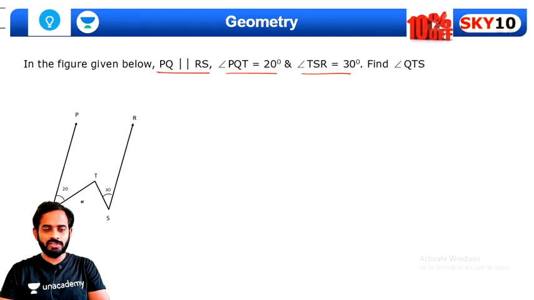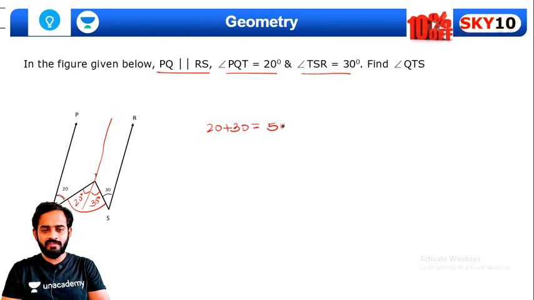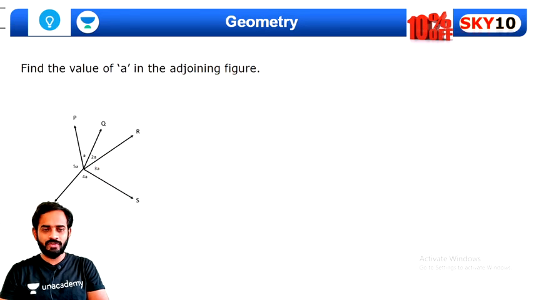Now, in order to solve this question, what we can simply do is draw a line passing through T which is parallel to PQ and RS. Now, this 20 degrees will be equal to this 20 degrees, because they are alternate interior angles. Similarly, this 30 degrees will be equal to this 30 degrees, again alternate interior angles. So the total angle comes out to be 20 plus 30, that is 50 degrees, which is the correct answer. I believe there is no doubt, guys. I hope all of you understood this part. Okay, let's quickly move further.